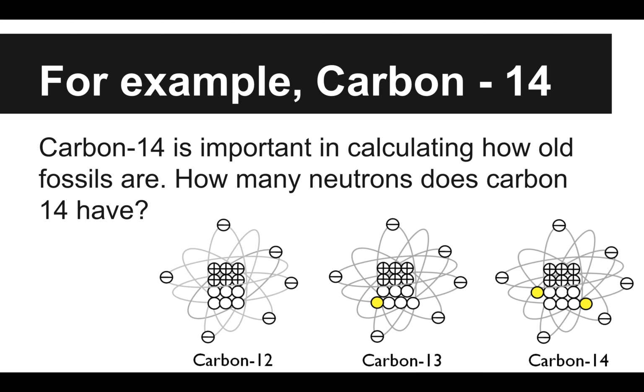So what I want you to do is just calculate how many neutrons carbon-14 has. So you'll have to look on the periodic table and find the atomic number for carbon, right? And then do your calculations yourself. You could also take a look at the pictures down below and sort of try and figure it out that way. That's fine with me as well. But please try to do this in your notebooks.